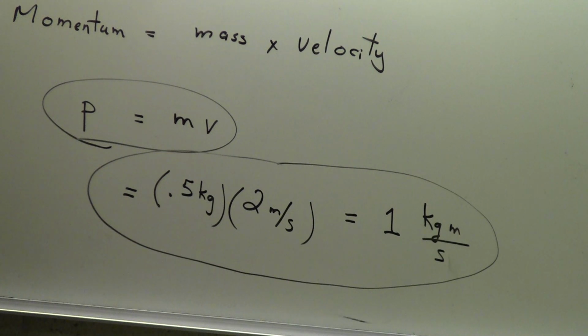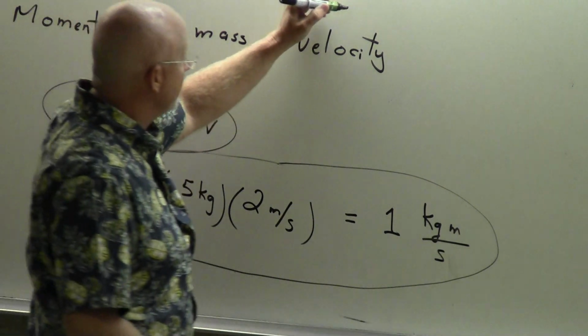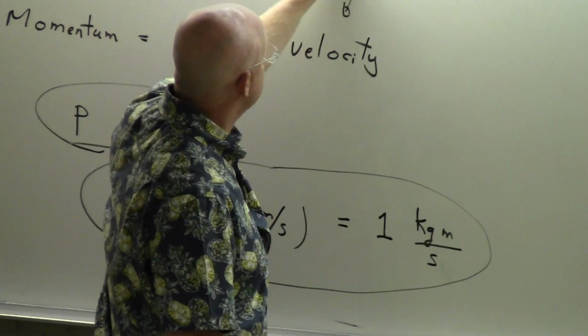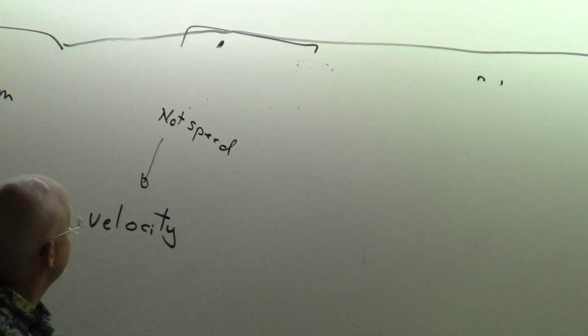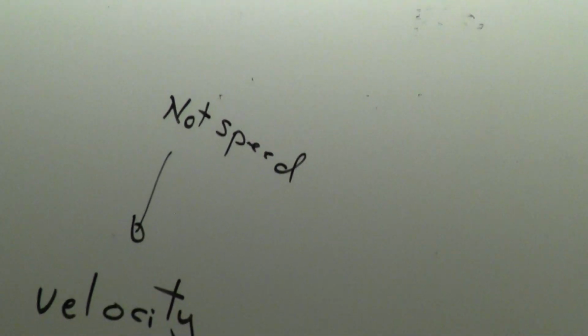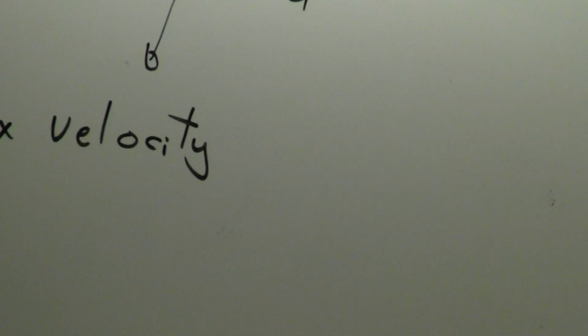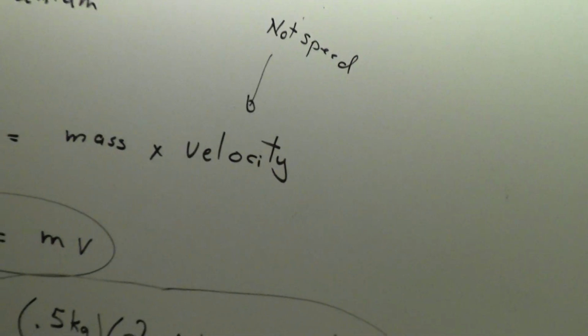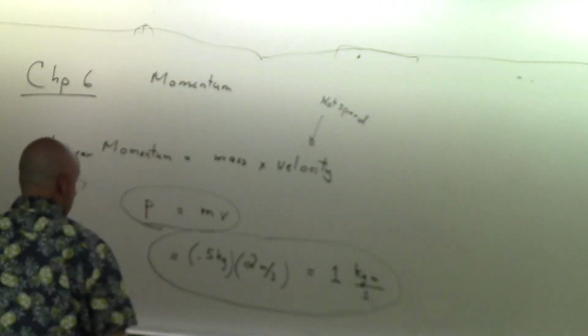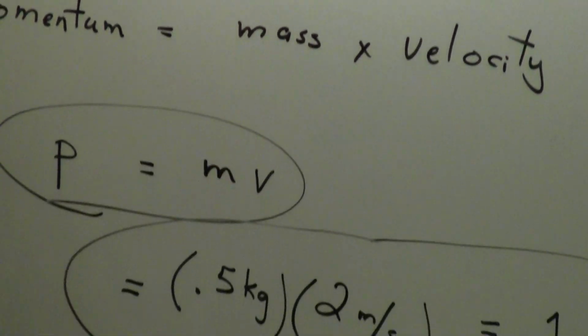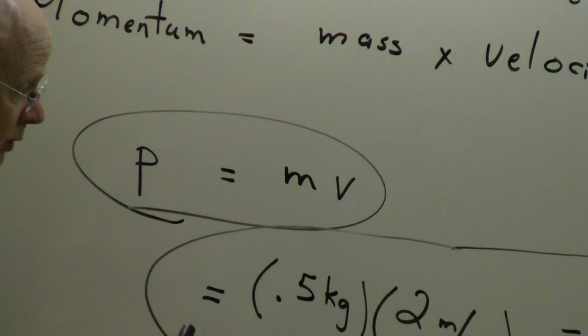Now, I do want to point out, notice that I said velocity, not speed. And so let me take you back to chapter 2. What is the difference between velocity and speed? Velocity has direction with it. So that means momentum is also a vector. That means momentum also has a direction. And you'll see that here in a couple of the little experiments I do here.